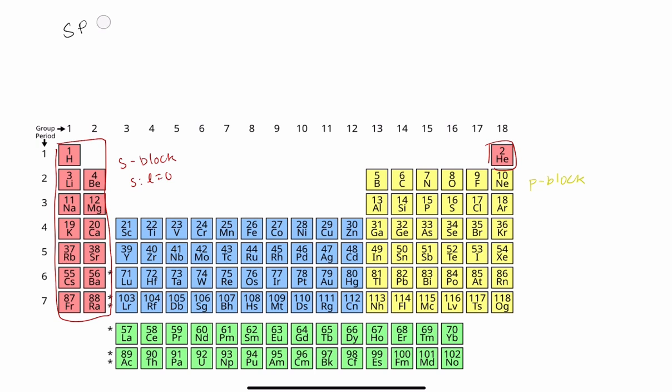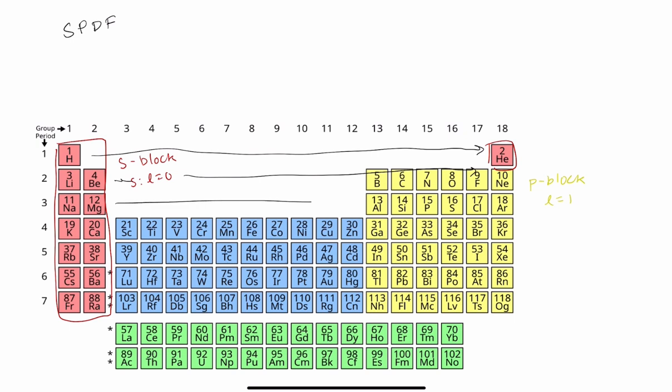I'm sorry, that's drawn a little poorly. S, P, D, and F. The P is going to be equal to L equals 1, all right? And if you'll notice, we're moving in a direction where we go from left to right, go to the next row, left to right. So that's why we ran into the P block after the S block, all right?